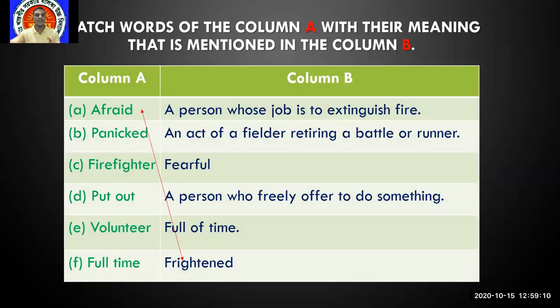Now, afraid means frightened. Panicked means fearful. Firefighter, a person whose job is to extinguish fire. Put out, an act of a fielder retiring a batter or runner. Volunteer, a person who freely offers to do something. Full time, full of time. These are the matchings of the table.